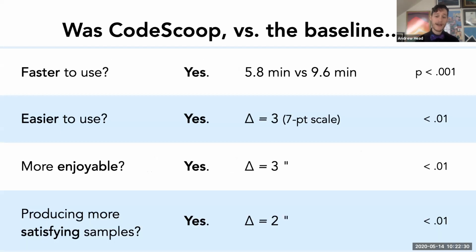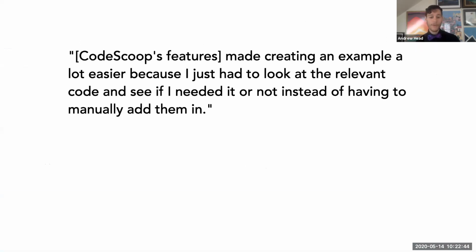What we ended up finding out was that CodeScoop versus the baseline was faster to use. They reported that it was easier to use and more enjoyable to use. And they were also more satisfied with the samples that they produced with CodeScoop than with the baseline text editor. Why might that be? In the words of one of the participants, "CodeScoop's features made creating an example a lot easier because I just had to look at the relevant code and see if I needed it or not, instead of having to manually add them in."